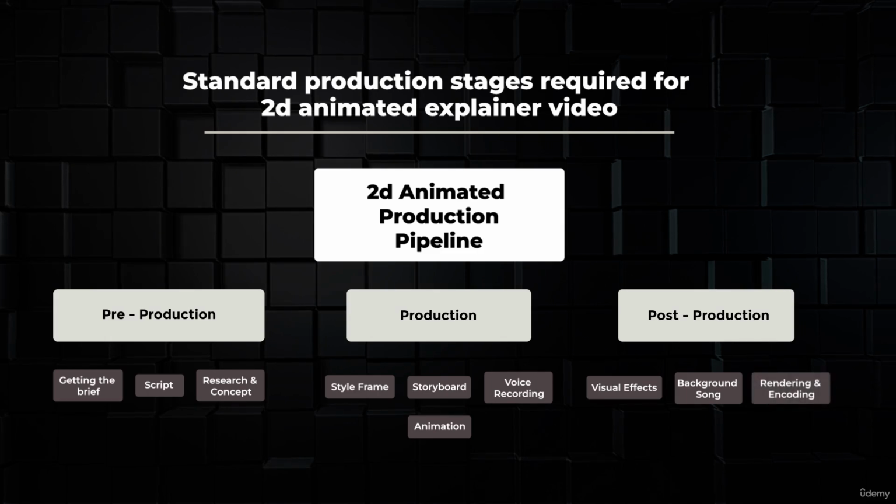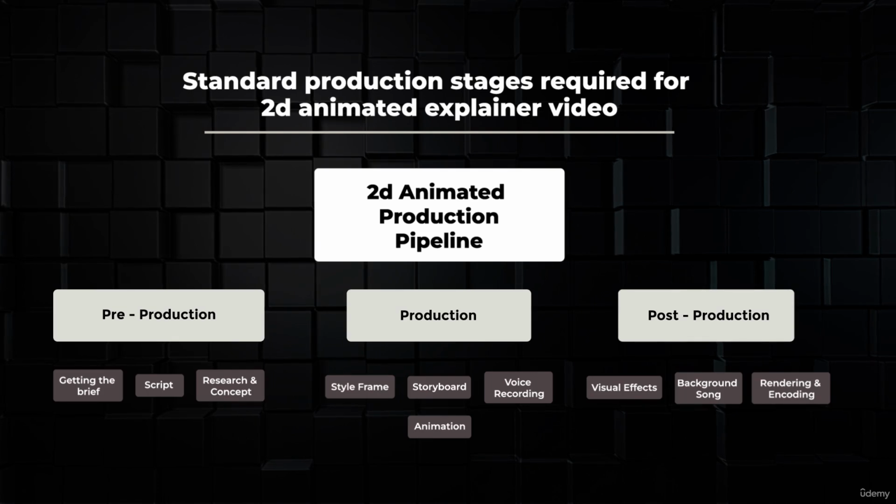Also, you have to export the project, which involves rendering and encoding. Encoding means more like reducing the size and preparing it in the right format for delivery. So to wrap this up, you should be aware that various agencies have their own styles of producing animated explainer videos, but these stages I just introduced to you are commonly used by most agencies.